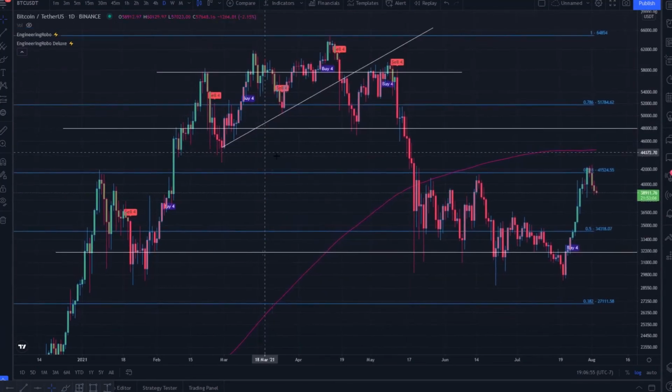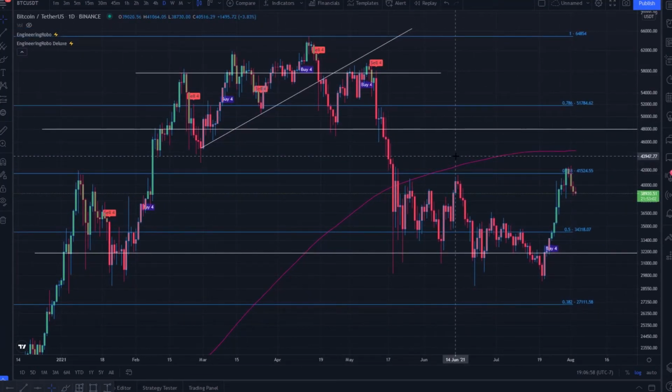Speaking of Bitcoin, we switch to Bitcoin against USDT. What do we have here?